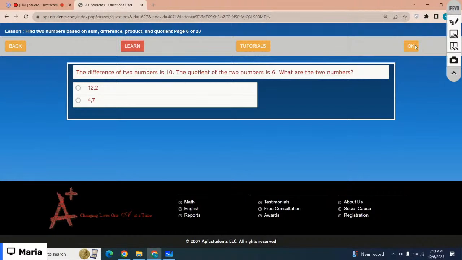The correct option is, which two numbers have the difference? Yes, that would be 12 and 2. When you subtract them, the answer is 10, and when you divide them, the answer is 6. Very good.